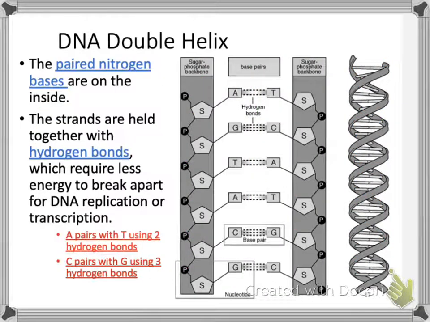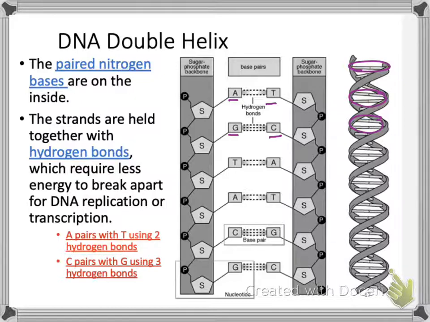The inside, on the other hand, are paired nitrogen bases. So you can see A pairs with T and G pairs with C. Now notice these bases are tucked on the inside, so it's basically these right here. You can see all these paired bases. They're on the inside of our double helix. And they're held together with a weak bond.